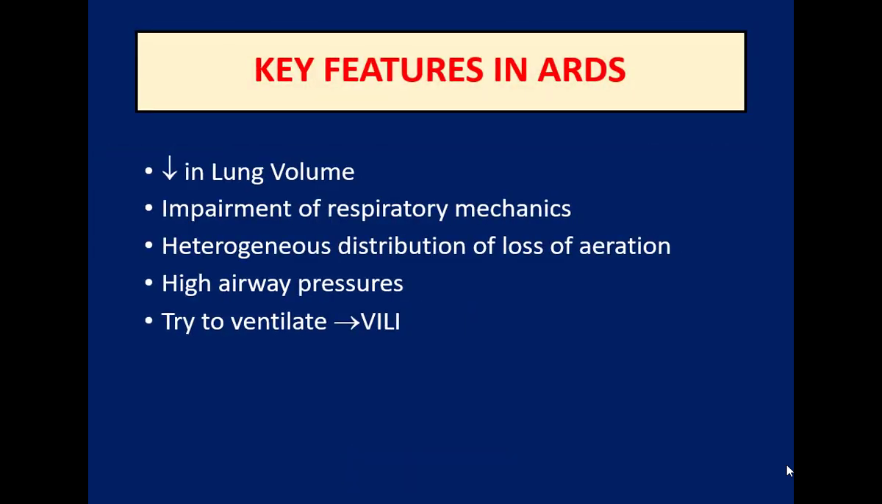So just look at the problem in ARDS. What happens in ARDS? There is a decrease in lung volume. There is an impairment of respiratory mechanics. There is a heterogeneous distribution of loss of aeration. High airway pressures are there. And with all this problem, when we try to ventilate these patients, we land up in ventilator induced lung injury.